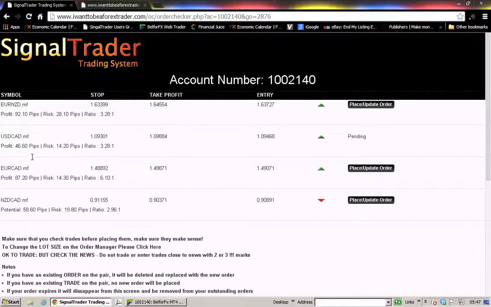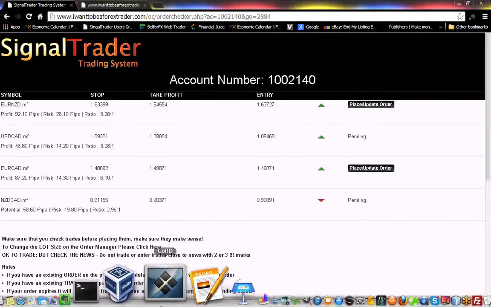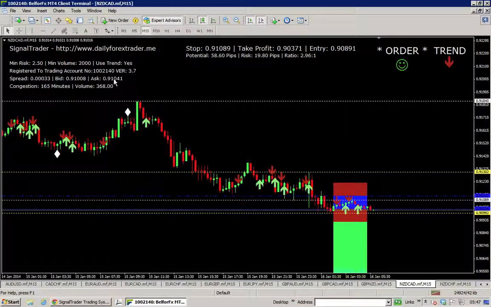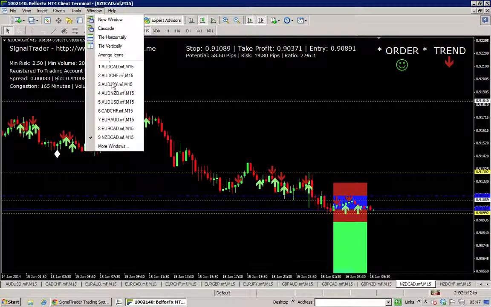Oh, I did just take the dollar CAD. I meant to take the New Zealand CAD. Well, let's just place that as well. I can always go and take it off. Go and have a look at the dollar CAD. See if we're going to take that anyway, because it's not till 1:30 the news, so we'll be well out of it then, I should think.